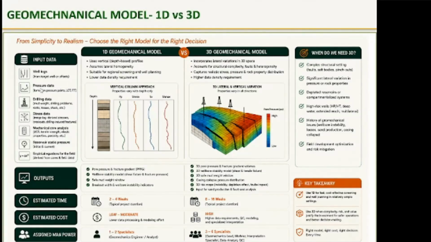But please do not ever forget about the estimated cost and the estimated assigned personnel you should use while using the 3D. So you can see here the comparison between the cost, it's very high while proceeding with 3D compared with the 1D, and even the team members needed to proceed with a geomechanical model in the 1D and the 3D. So our recommendation: 3D is very significant, very important once you need its outputs and it's critical for you.